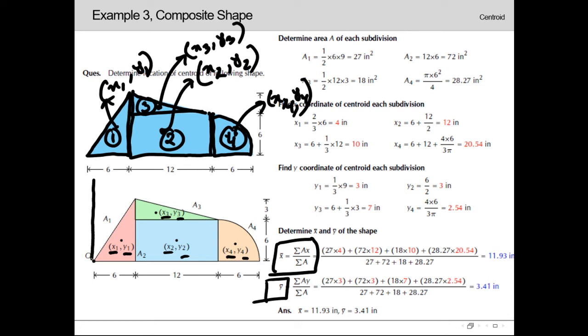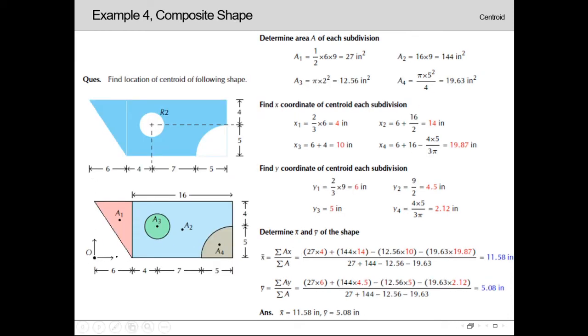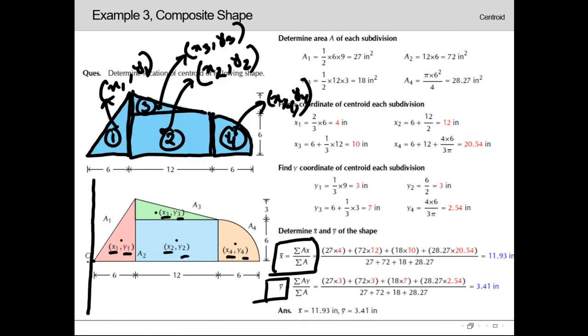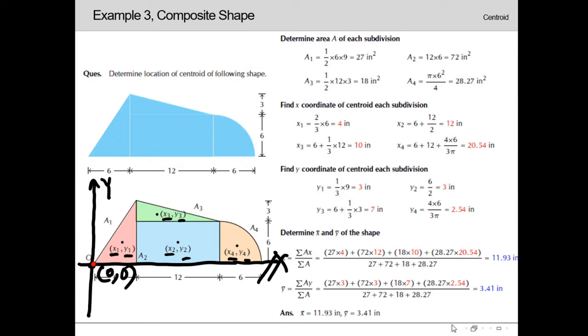So let's consider the reference axis right at this point. Let's consider it as 0, 0. This is the x-axis and this is the y-axis. Now to calculate the center of the first segment, segment 1, this segment is a triangular section. In fact this triangle is a right angle triangle.